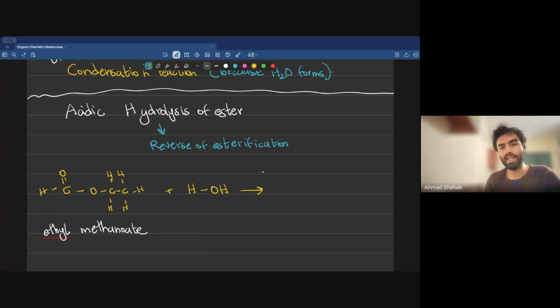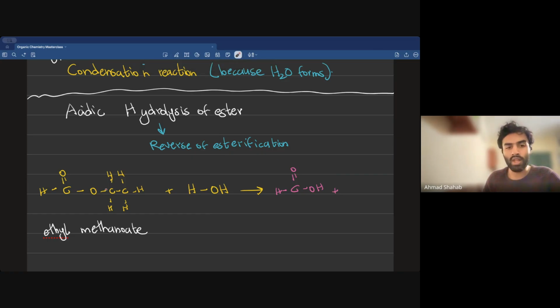What happens as a result is the absolute reverse process of esterification. So what should form is a carboxylic acid and an alcohol. What carboxylic acid should form? This part is the part that came from the carboxylic acid, and it only has one carbon. So the carboxylic acid must also have one carbon. A one carbon carboxylic acid is pretty simple. It goes like this. This is the one carbon carboxylic acid, and this is known as methanoic acid.